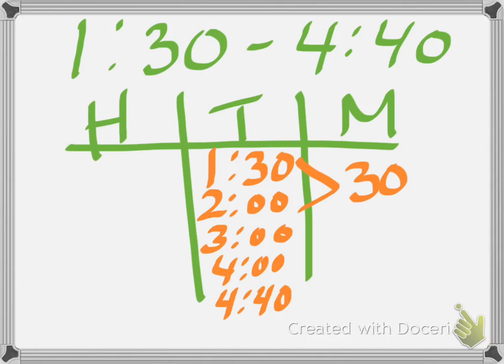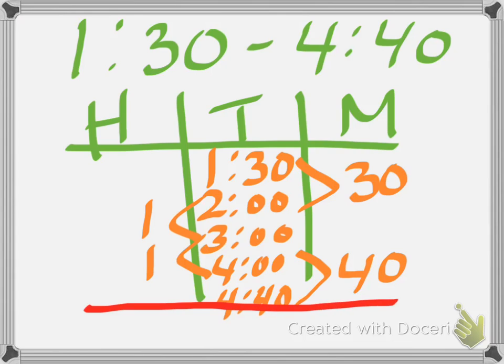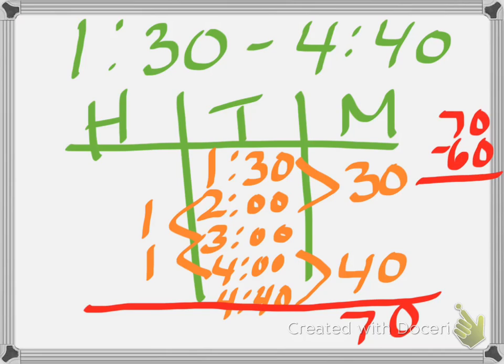From 2 o'clock to 3 o'clock is 1 hour. From 3 o'clock to 4 o'clock, that's another hour. But from 4 o'clock to 4:40, that is 40 minutes. Now we're going to go ahead and add them up. You start over here in the minutes column. 0 plus 0 is 0. 3 plus 4 is 7. Now, are there 70 minutes in an hour? No. So you have 70 minutes is what we have, but you need to take away 1 hour, which is 60 minutes. So 0 take away 0 is 0. 7 take away 6 is 1.